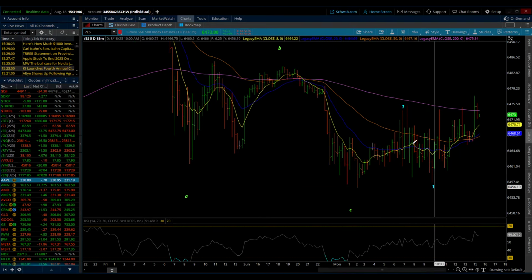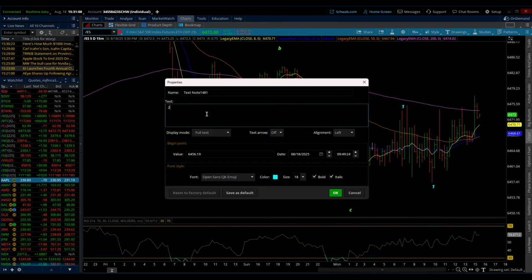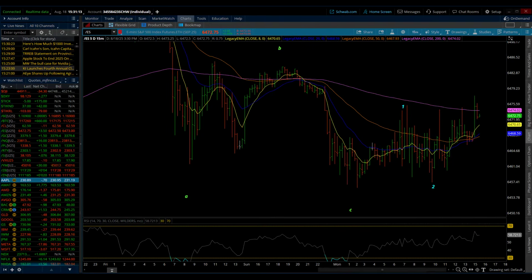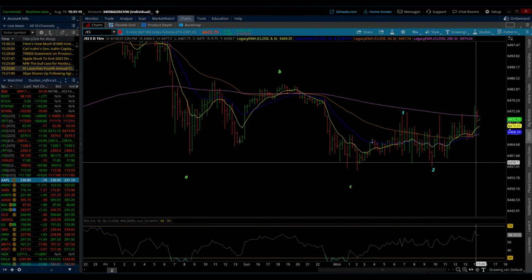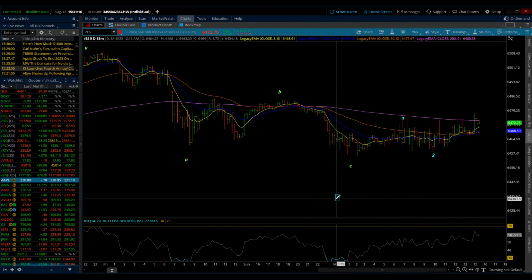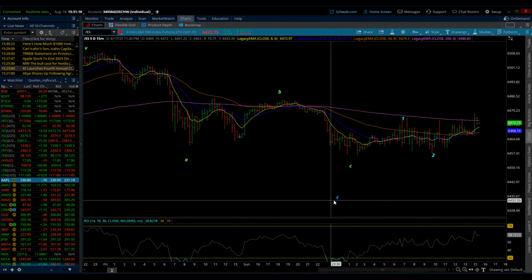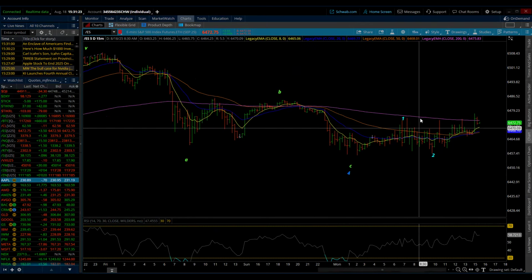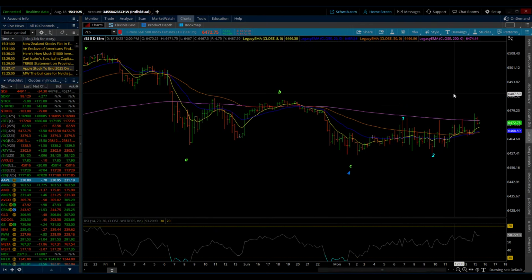And I'm going to change that to a 2. And then this is the start of wave 3 of sub-minuet wave 4. Excuse me, it is of sub-minuet wave 5 going up.